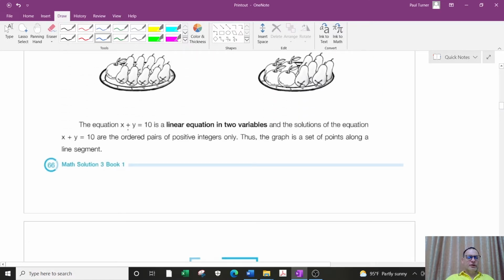So just to reiterate, the equation x plus y equals 10 is a linear equation in two variables, and the variables are x and y. And the solutions of the equation are the ordered pairs of positive integers only, because we can't have negative fruit, can we? So we have only positive numbers of fruit. Therefore, the graph is a set of points along a line segment.